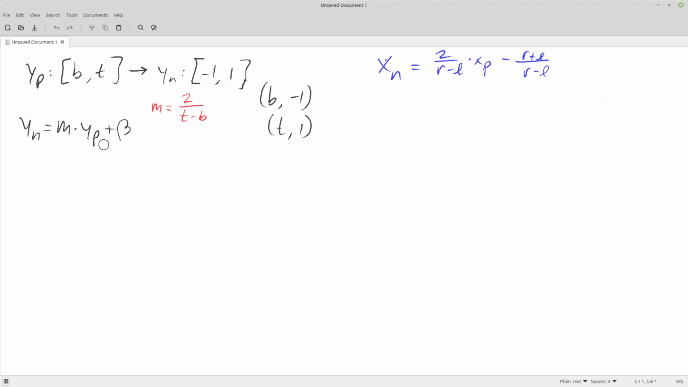Cool. So let's plug that in as well as one of these points to figure out what the value of beta is. Let's just use this one because it seems simpler because there's no negative. 1 equals 2 over t minus b times t plus beta. Subtract all this again would be 1 minus 2 over t minus b times t equals beta.